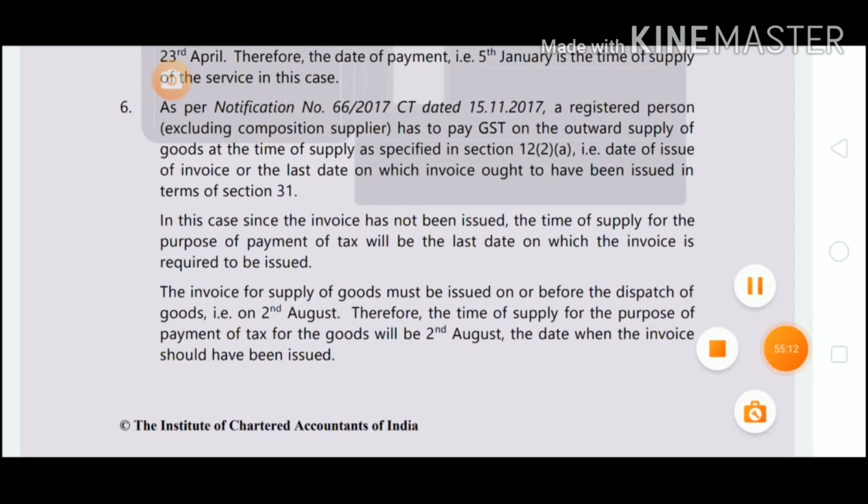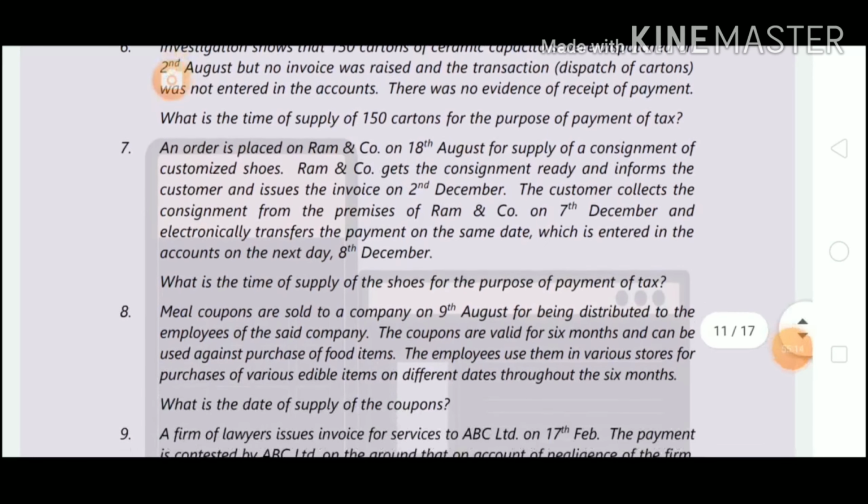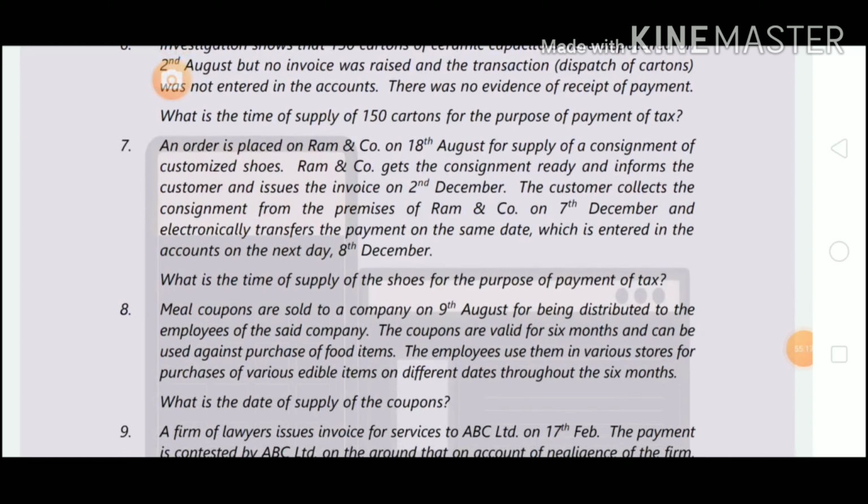Now, question number 7. An order is placed on Raman Company on 18th August for supply of a consignment of customized shoes. Raman Company gets the consignment ready and informs the customer and issues the invoices on 2nd December. The customer collects the consignment from the premises of Raman Company on 7th December and electronically transfers the payment on the same date, which is entered in the accounts on the next day, that is 8th of December. What is the time of supply of shoes for the purpose of payment of tax?